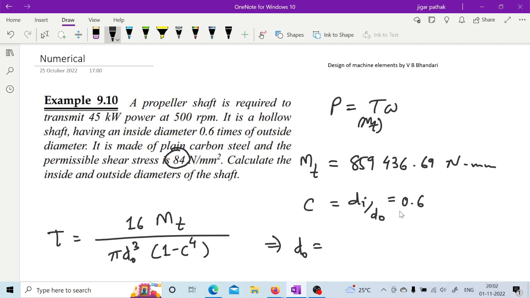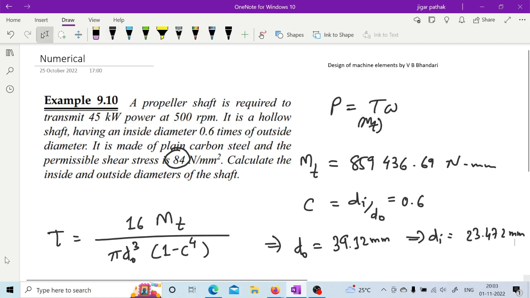Sir, 39.12 mm. 39.12 mm. Now what is the Di? It is 0.6 times Do, right? 23.472. Okay. So now this is how you can find this inner and outer diameter for hollow shaft. So is it clear? Yes, sir.